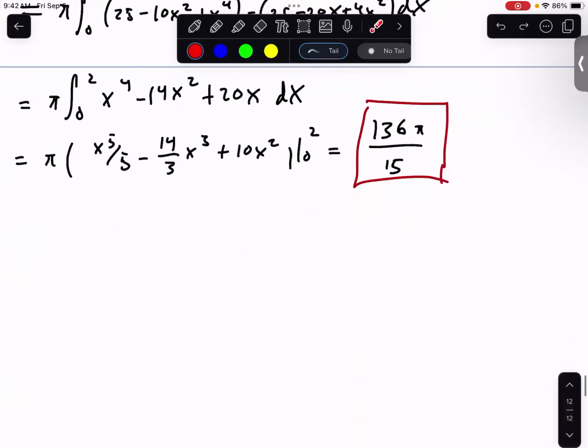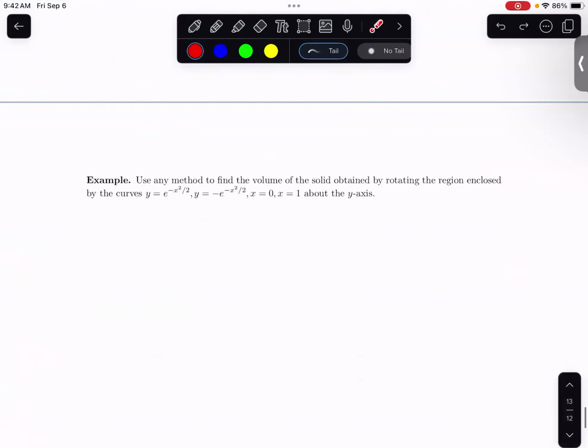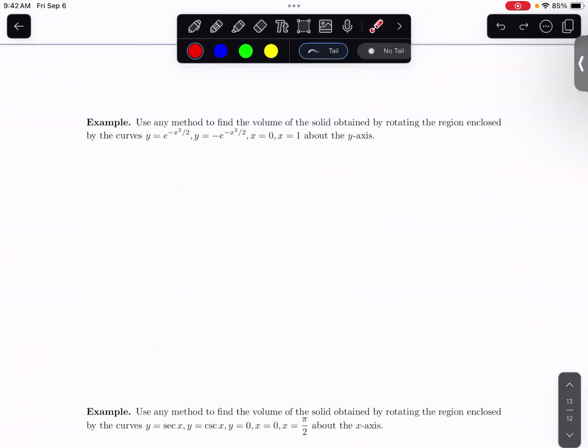Okay, we'll go through one more example and then we'll end class. Let's just do the next one. I don't remember how this goes, but it should be fine. So for this one, I want you to use any method to find the volume of the solid obtained by rotating the region enclosed by the curves y is equal to e to the minus x squared over 2. And then the other function is the exact same, except you multiply by minus 1. And then we're going from x is equal to 0 to x is equal to 1, and we're rotating about the y-axis.